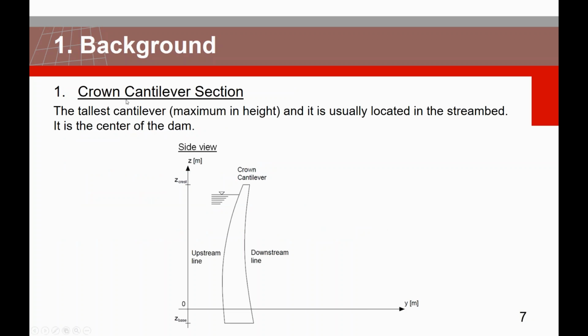And we start with the crown cantilever section. Actually, it is the tallest cantilever in the dam, and it is usually located in the stream bed. And we call it the center of the dam. And why is that? Because if we go and see the side view, then the upstream line, which is in connection to the water, and the downstream line are the 2 lines that contain all of the symmetry points of our main parabolas for the upstream and the downstream face.